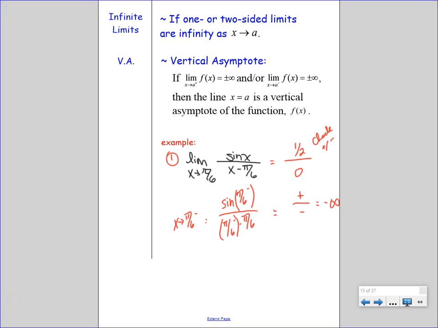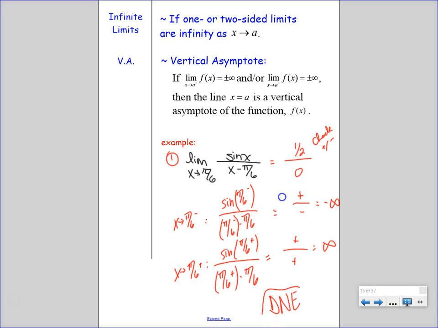Negative infinity. Now, as x approaches pi over 6 from above, you have to think about the unit circle again, but the angles right above pi over 6, aren't those still in the first quadrant? So the top will still be positive. We're still in the first quadrant. All the signs are positive. But in the bottom, what do we have? So positive over a positive. So then what's my overall limit?